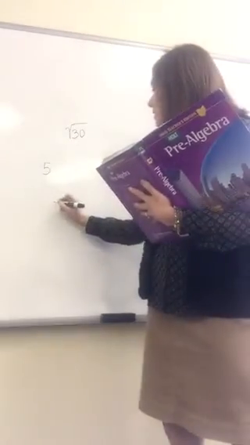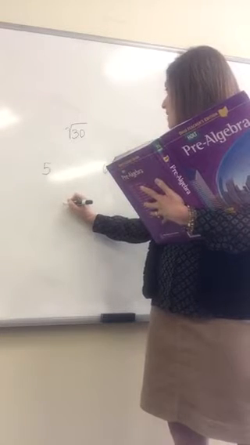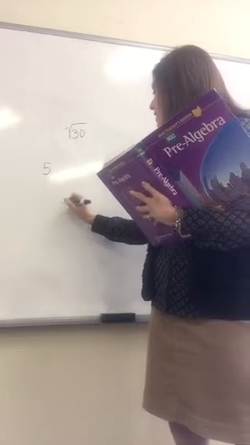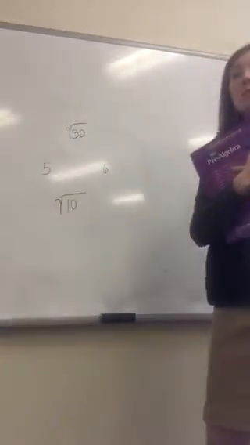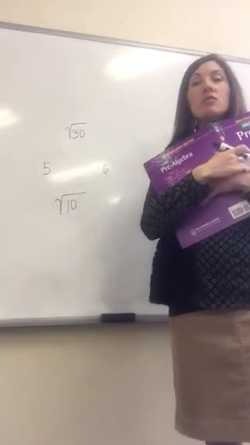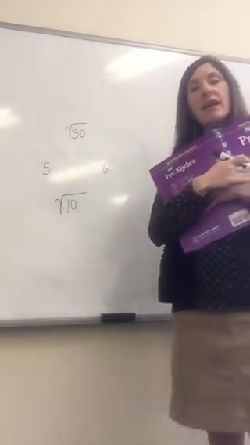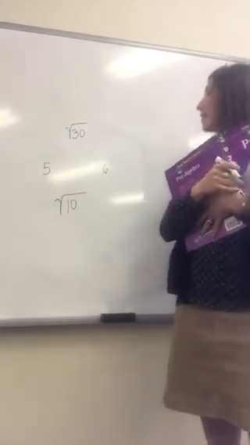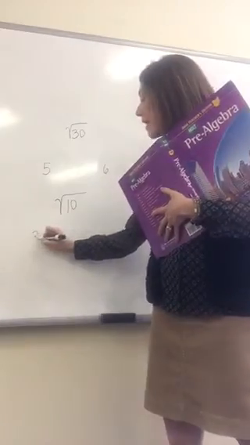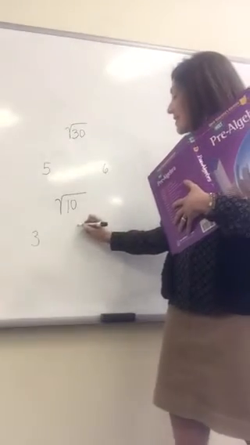Let's look at another one. Let's think about the square root of 10. Well, there's no whole number that multiplies by itself to get 10, so 10 is not a perfect square. So let's think about things that would be close to that. I know that 3 times 3 is 9. That's probably going to be my closest. And then I know that 4 times 4 is 16.